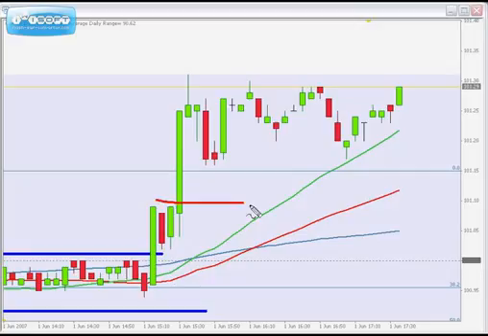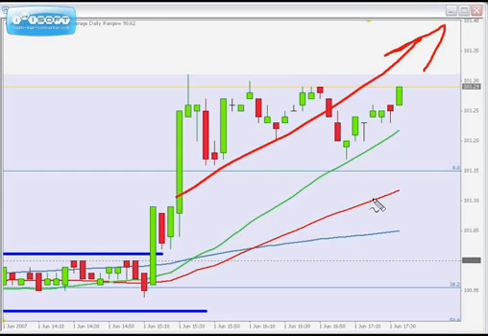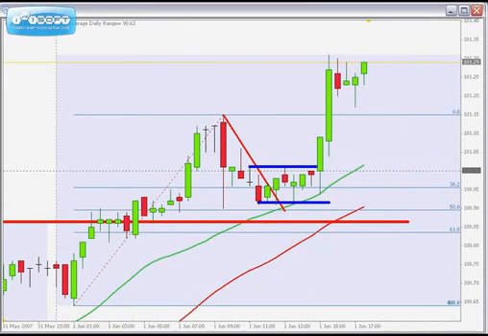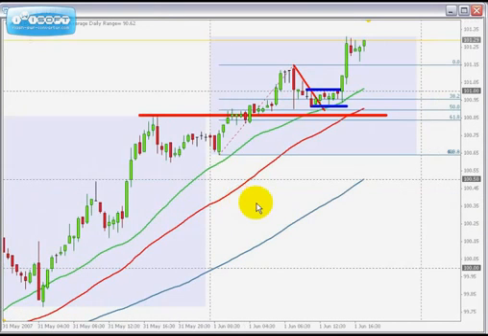My entry would have been right there, my stop loss would have been right there, and well, as you can see, it's been a winner. I didn't take the trade, like I said, I didn't profit because of my own money management rules, but nonetheless the analysis from a technical point of view was valid.